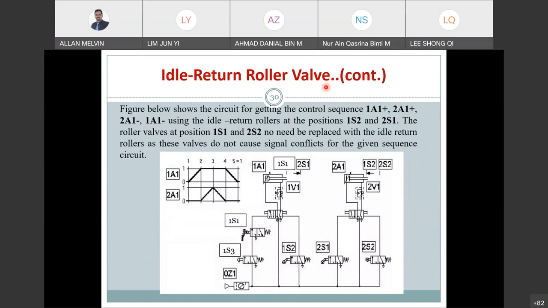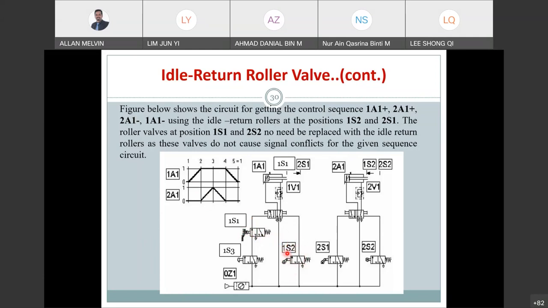Yeah, so if you use it in the sequence earlier, then you replace the normal roller with an idle return roller. So same as your lab. So you replace. Because 1S1 and 1S2 are activating. So 1S1 is here, 1S2 is here. If you both give input, one of you replace with an idle return roller valve. Okay, so it will only choose one.